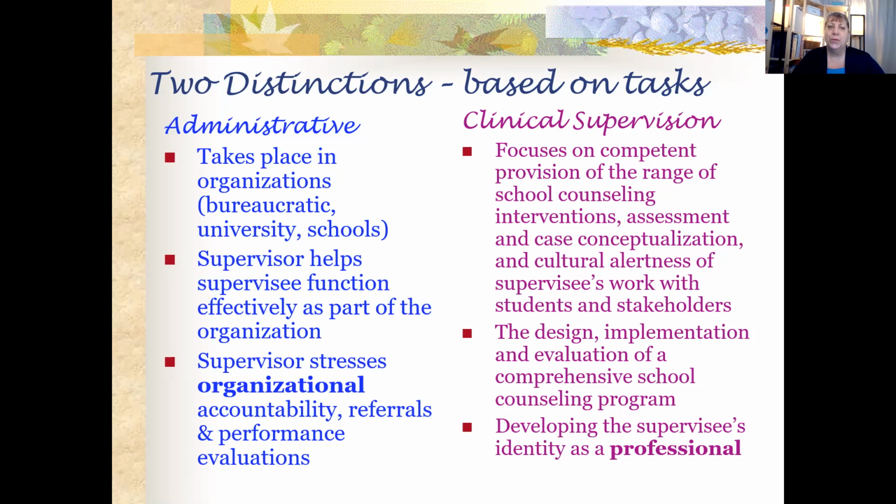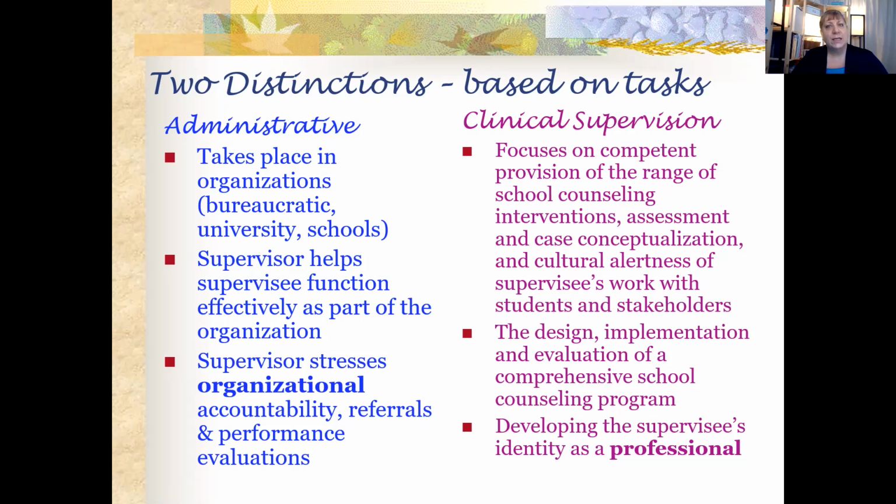So in the administrative supervisor column, that's what takes place in organizations, bureaucratic organizations, nonprofit universities, schools. And in this kind of supervision, that supervisor helps the supervisee to function effectively as a part of the organization. And so their roles and tasks are going to be centered around the organizational accountability, referrals, performance evaluations, and that sort of thing.